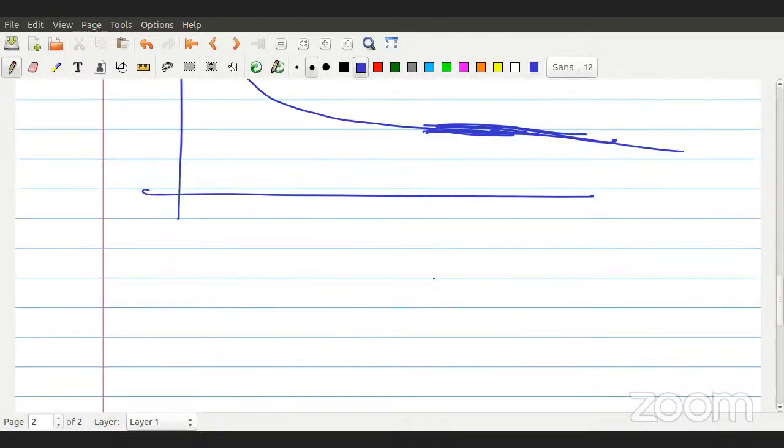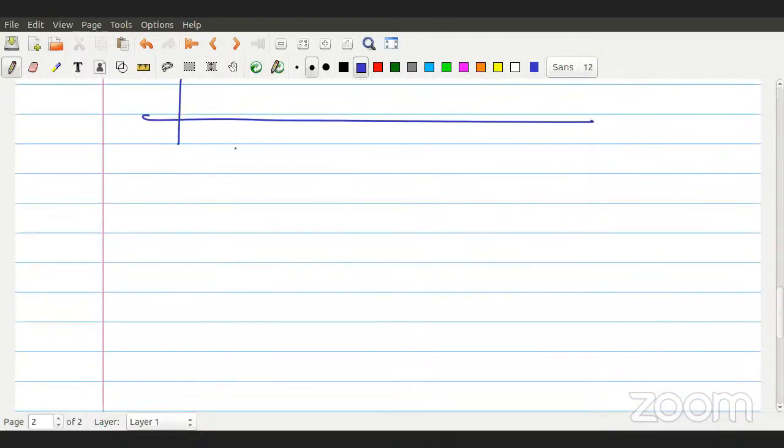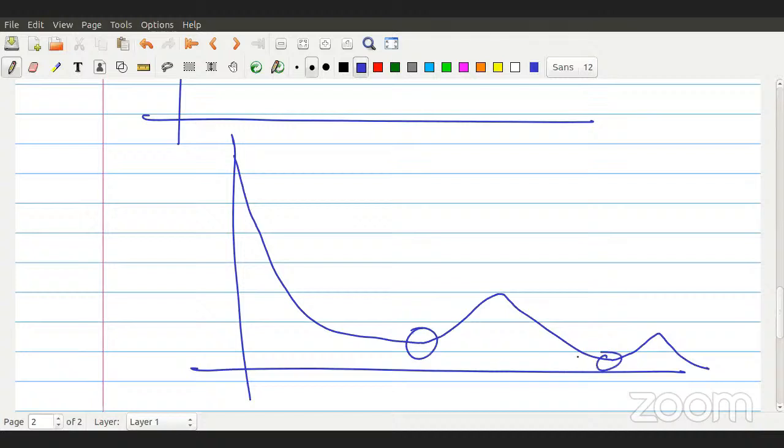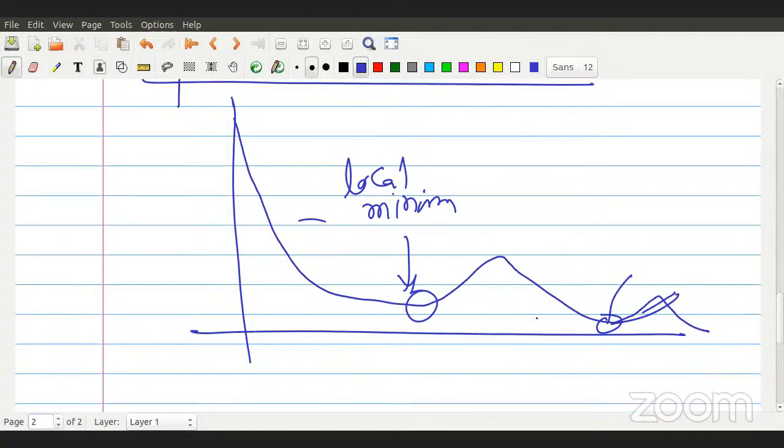Another situation that may arise during training is like this. Error decreases, then starts increasing, then decreases, then starts increasing. So you don't know which is the minimum error value, this or this, and then it starts increasing. This situation may arise. This is called the local minima. This is also called a local minima here. But how to come out of this? That is the problem.